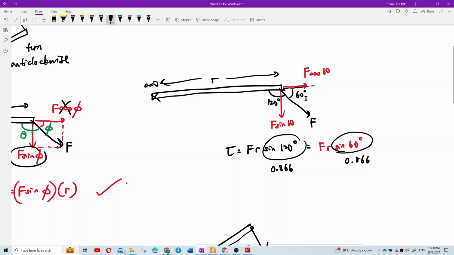So either you use the 60 degree, or you use 120, both are fine. But I normally use a smaller angle, easier for me to resolve the force into two components. Because to find torque, we normally only want the perpendicular component to multiply with the R. We just need to find these two to multiply, then we get the torque. Or if you want to use F R sin 120, you get the same answer. Understand?